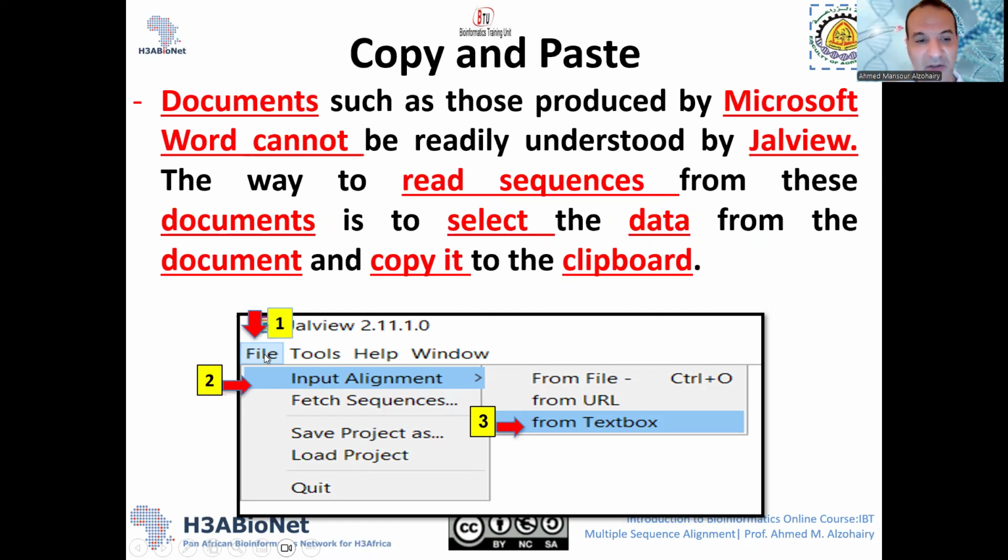How can we do it? You can go to File at arrow number 1, and then from arrow number 2, open Input Alignment, and this submenu here, which has these 3 options. You will choose the third option, which is From Text Box.